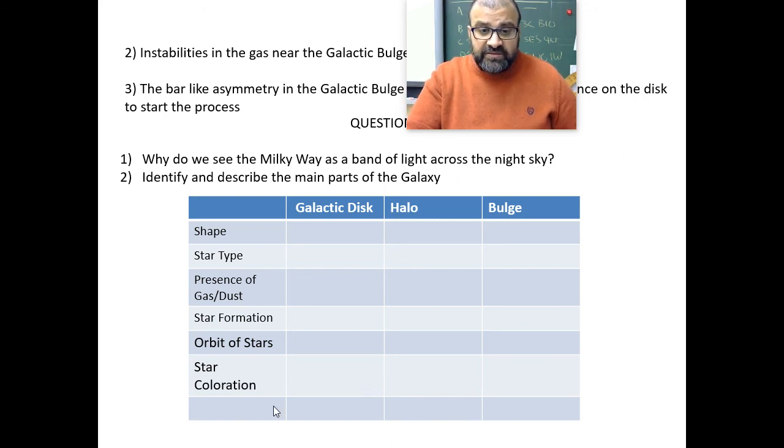Star coloration: in the galactic disk, we see a lot of blue stars. They're not the only ones there, but you generally see that blue coloration. Blue coloration generally indicates hot, young stars. In the halo, generally red and yellow, so old, cooler stars. In the bulge, you mostly see a yellow color because there are old stars there, but there are a lot of new stars there as well.